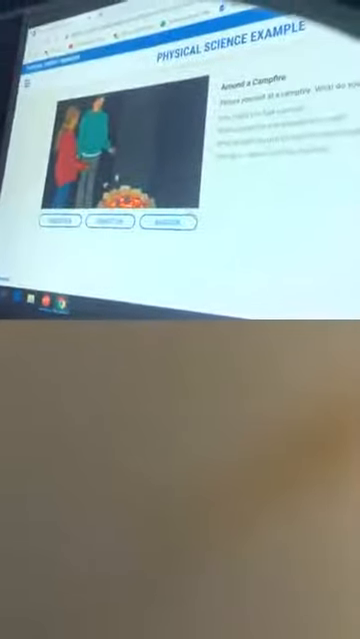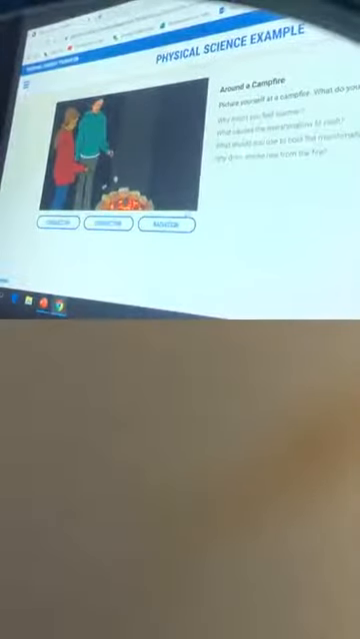All right. I wanted to give you all a physical science example. If you were at a campfire, picture yourself there. What do you notice? Why might you feel warmer at a campfire?